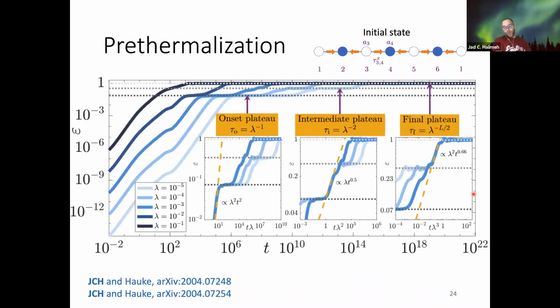The result is the following. So I start in an initial state where Gauss's law is satisfied everywhere. The blue matter sites indicate that I have one boson there. The white means that they are empty. And I have the field in the following configuration in order to satisfy Gauss's law. So I end up with a staggered electric field and a staggered occupation of the bosons.